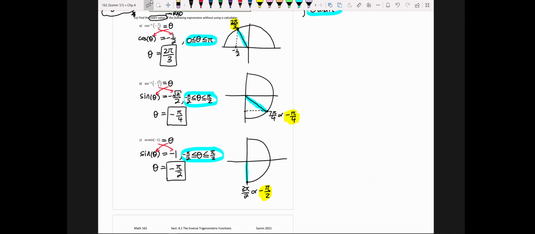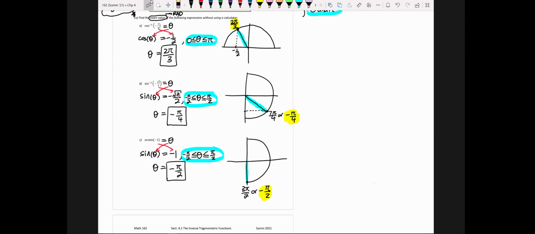Okay, so there are a few pages here for this section. The problem's level of difficulty progresses. So now tangent is a little more challenging. Tangent is not a one-to-one function. So in order to define the inverse as a function, we need to define the restriction.